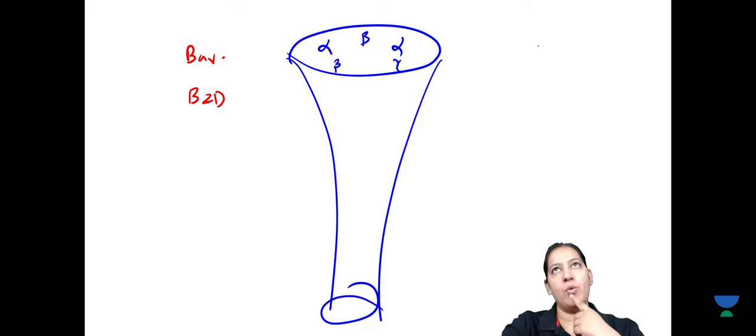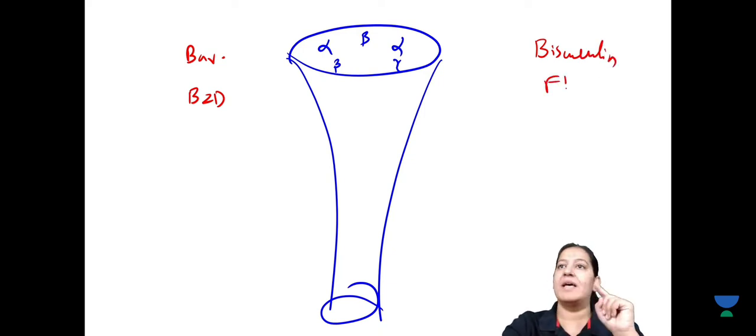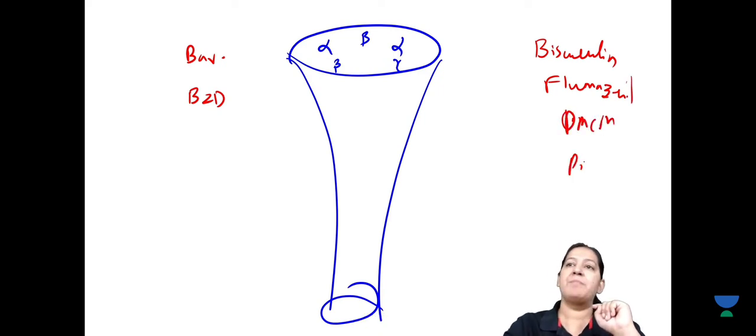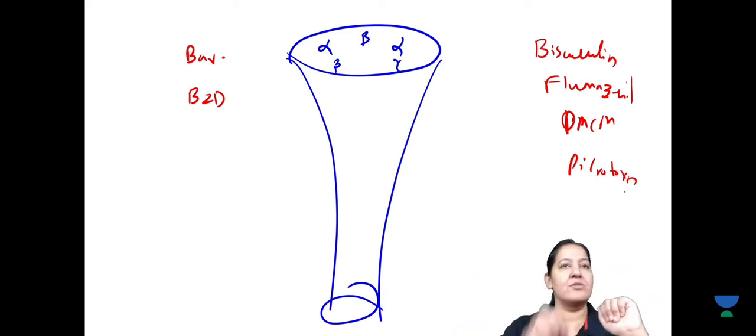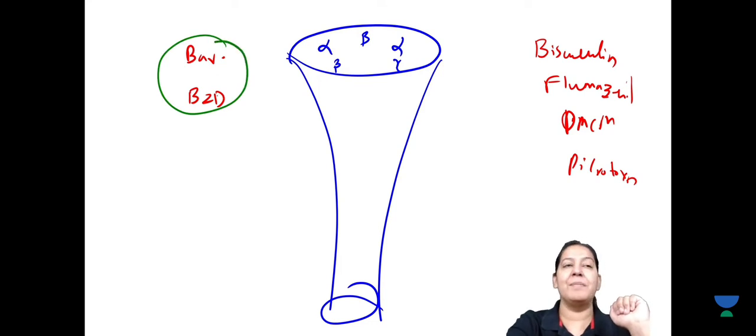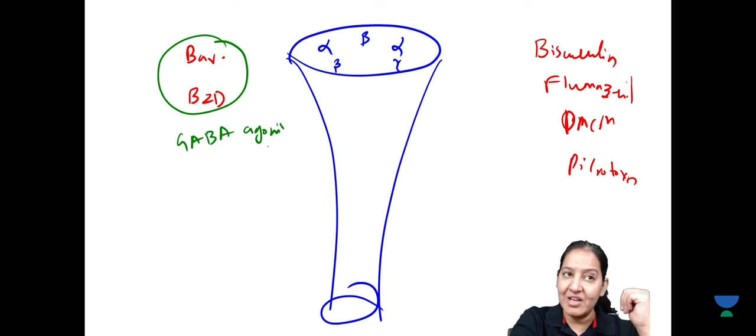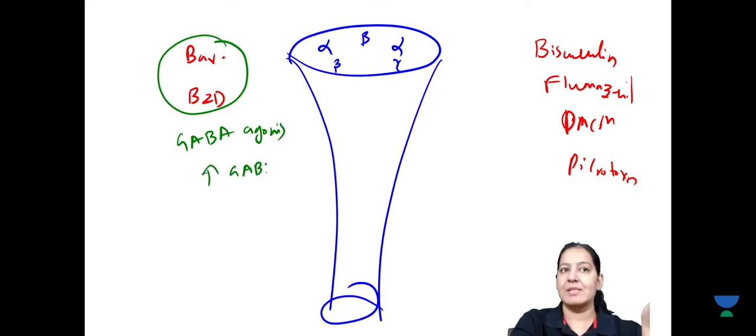Among the others, I will tell you: bicuculline, flumazenil, DMCM. You know the full form of DMCM, I guess. And one is picrotoxin. These are the important drugs acting on this receptor. Barbiturates and benzodiazepine are GABA agonists. Both are GABA agonists. They increase GABA activity by two mechanisms. Barbiturate increases GABA by GABA facilitatory as well as GABA mimicry action.